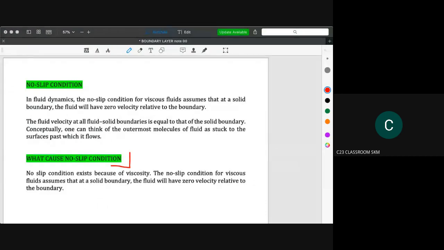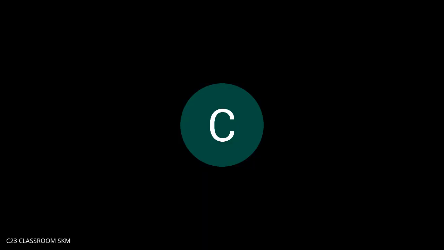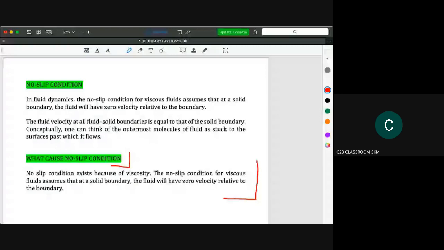The no slip condition for viscous fluid assumes that at a solid boundary, the fluid will have zero velocity relative to the boundary. So what is the difference between this chapter and the previous ideal flow? In ideal flow, we assume that the no slip condition does not occur. This means the molecules moving on the solid surface are not stuck on the surface, so there is no zero velocity for all the molecules in that flow. This is the major difference between the ideal flow that you learned previously and the boundary layer that we will learn in this chapter.